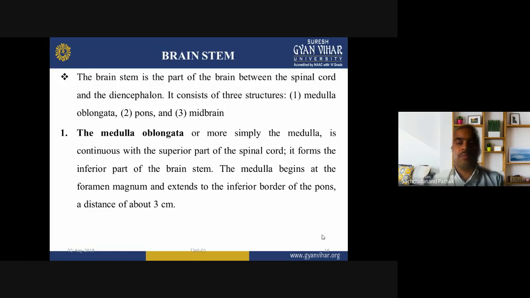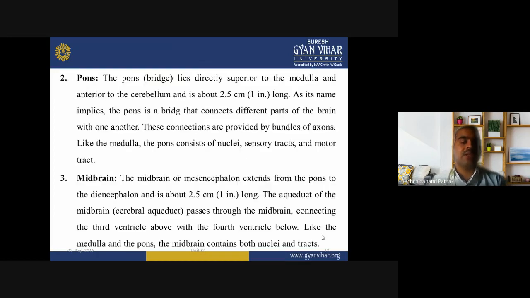So the medulla begins at the foramen magnum and extends to the inferior border of the pons, a distance of about 3 centimeters. Then the pons will be there that will act as a bridge. So it lies directly superior to the medulla and anterior to the cerebellum, and is about 2.5 centimeters long.